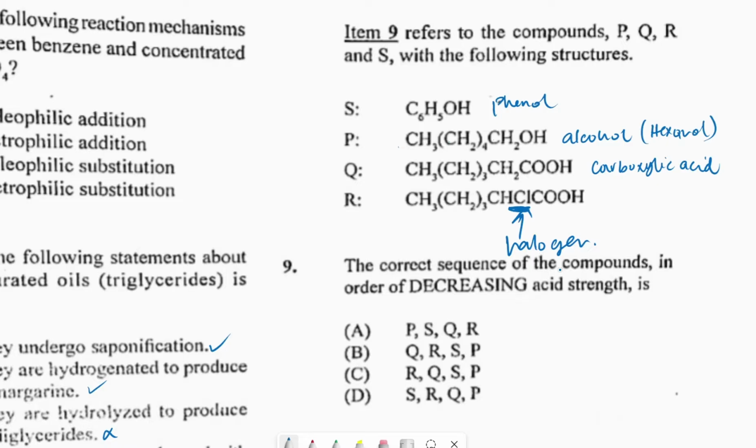Okay, so the correct sequence of the compounds in the order of decreasing acid strength, decreasing means big to small, right? So most acidic to least acidic. Okay, in that case we're going R number 1, Q number 2, S number 3, and P number 4. Alcohols are not acid, so P has to be the last one. You definitely can't start with S. Which one? R. You're starting with R. So C. See what they did there.